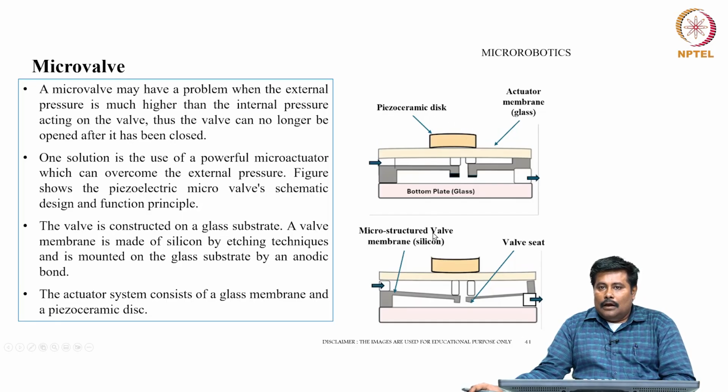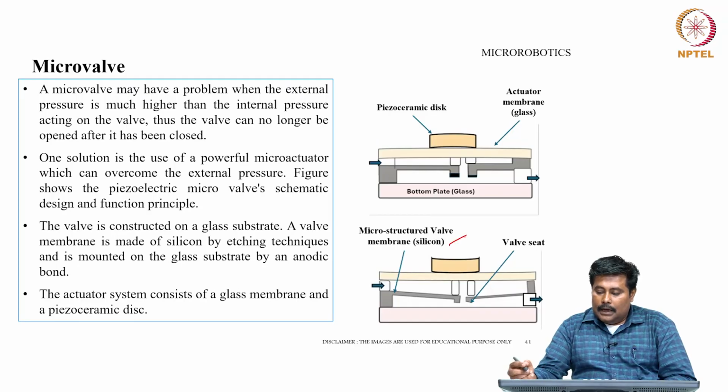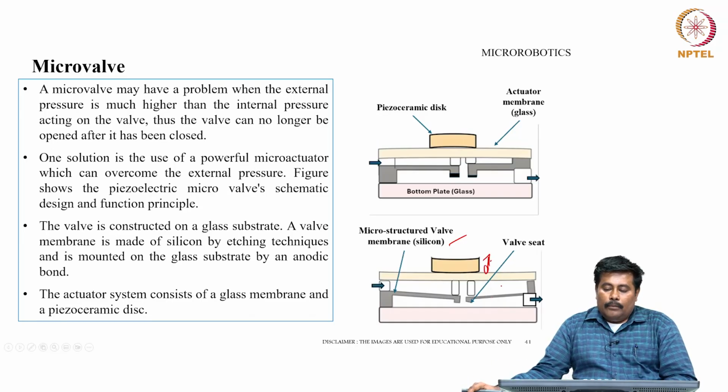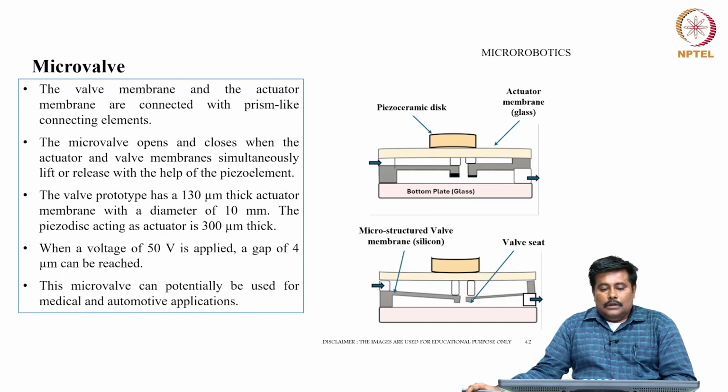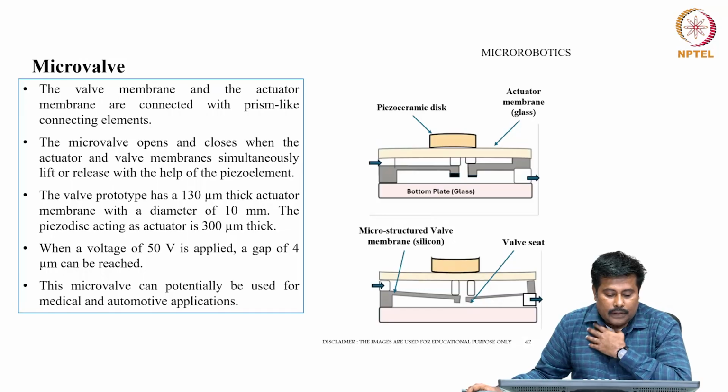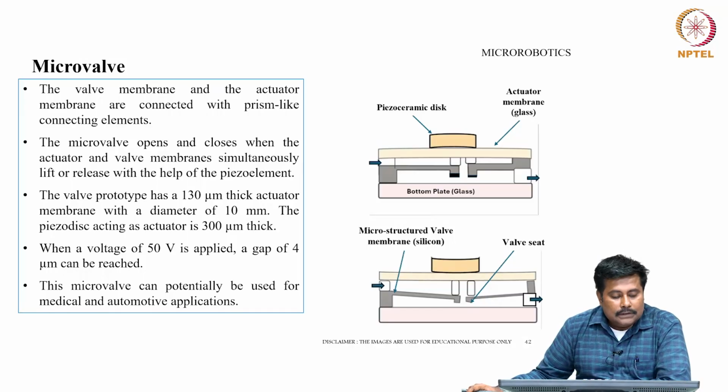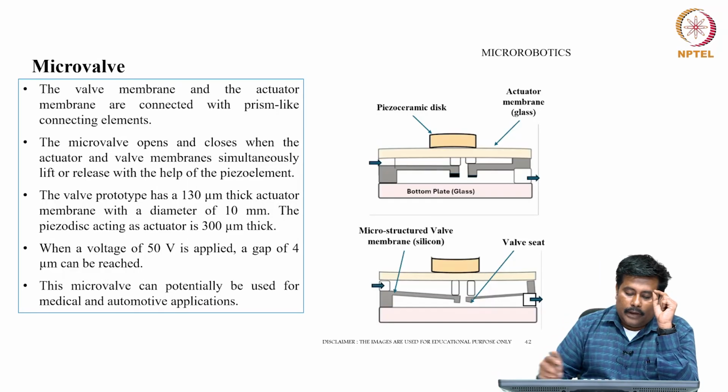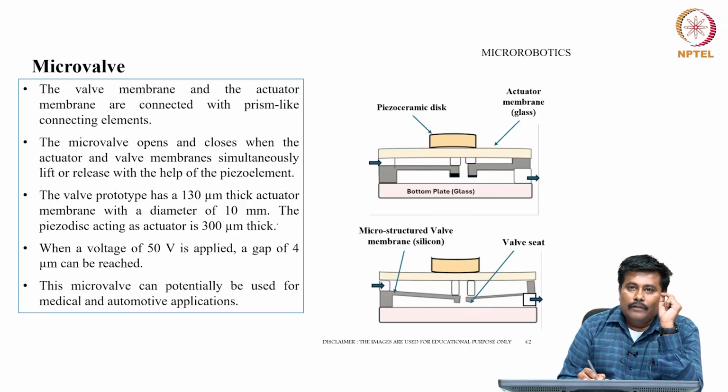So there is the microstructured valve membrane silicon, and then there is a valve seat arrangement over here. With reference to this actuation, you can see the overall displacement of this valve seat. The valve membrane and the actuator membrane are connected with a prism like connecting element. The micro valve opens and closes when the actuator and the valve membranes simultaneously lift or release with the help of a piezo element.